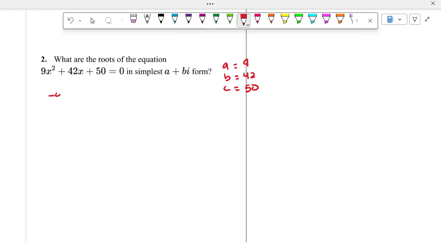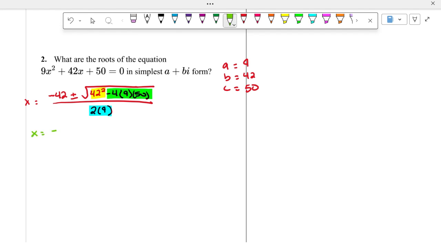So I have negative 42 plus or minus the square root of 42 squared minus 4 times 9 times 50, all over 2 times 9. So bigger numbers. So really got to be careful with this. So I'm going to simplify the 42 squared. I'm going to simplify the negative 4 times 9 times 50. And I'm going to simplify the 2 times 9.